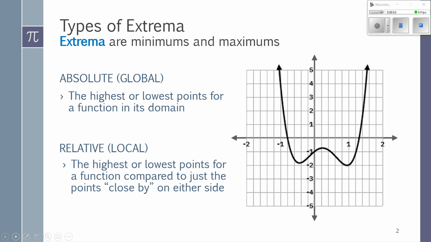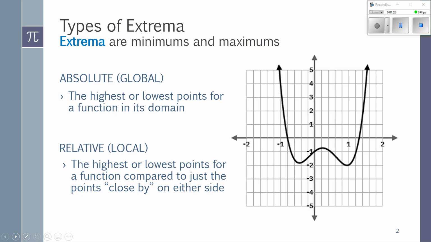The first is what most people think of when they think of maximum and minimum, which is absolute extrema, or you'll sometimes see the word global extrema. These are the highest and lowest points for a function in its entire domain. Whereas relative or local extrema are the highest and lowest points for the function compared just to the points that are close by on either side. And the relative extrema is a bit confusing to explain here, so it's easiest with a picture.